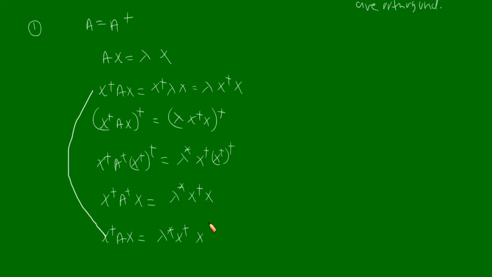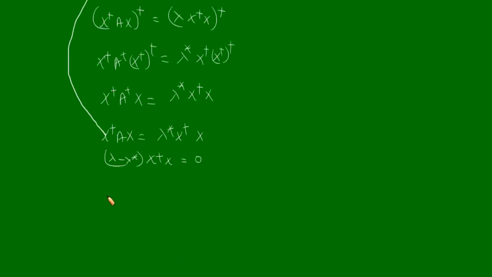So if I subtract these two equations, then we will get lambda minus lambda star into X dagger X is equal to 0. Now as X is an eigenvector, X cannot be equal to 0. X is our eigenvector, an arbitrary eigenvector. So X cannot be equal to 0. Also X dagger X cannot be equal to 0. Then this implies that lambda is equal to lambda star, or lambda is a real number. The eigenvalue lambda is real. Okay.